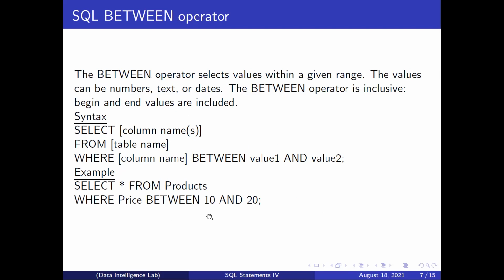When we run our demo, we check if 10 will be inclusive or not. But the way the syntax is written, it appears that it will just take all the values that are between 10 and 20. So anything greater than 10 and less than 20.